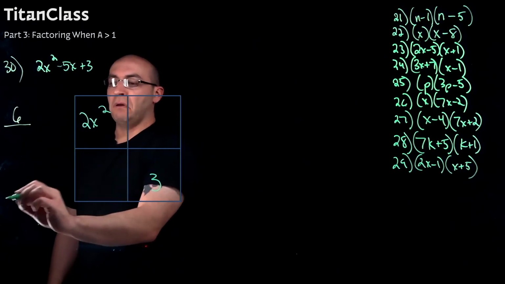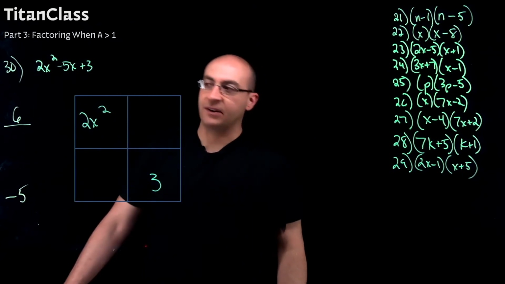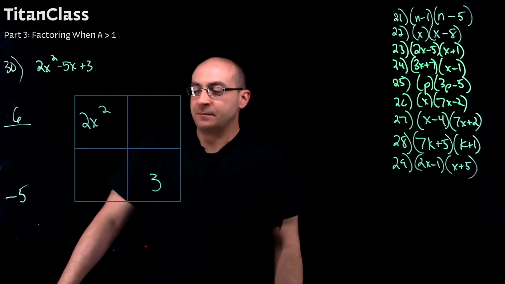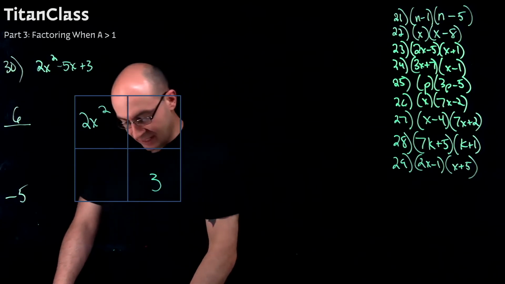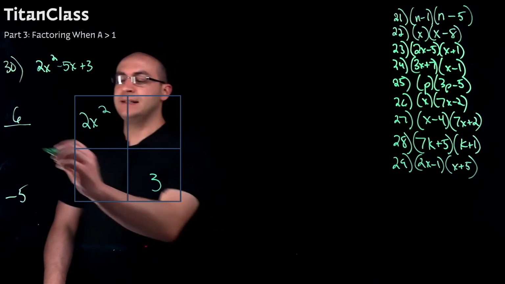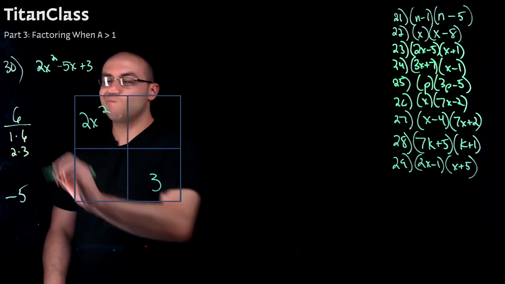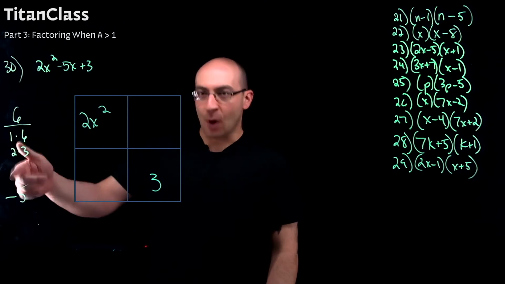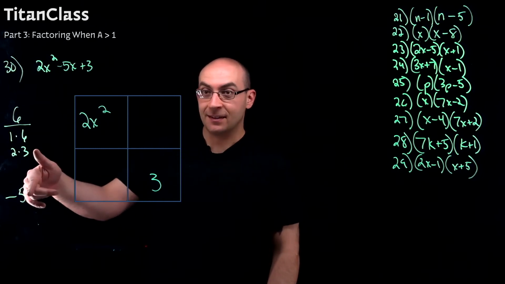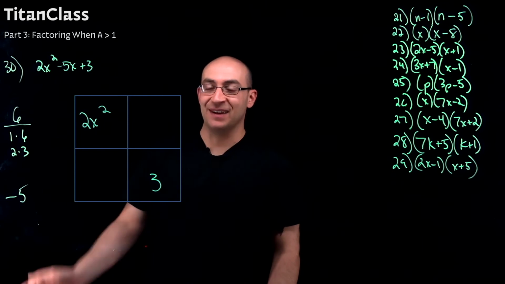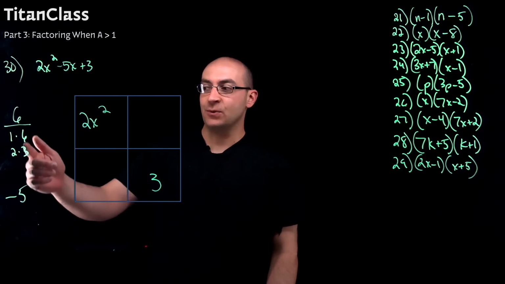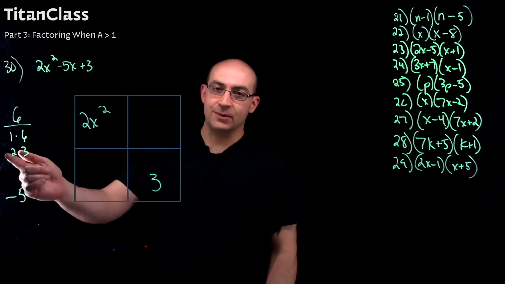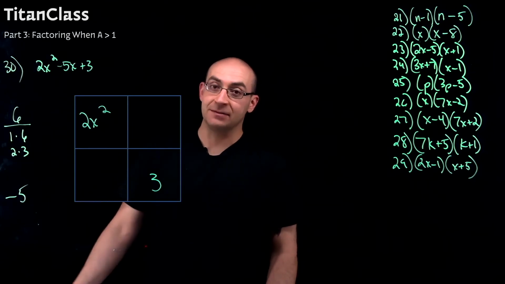6 and a 5. It's not really a problem, it's just annoying. 1 times 6 and 2 times 3. Both of these, I could manipulate to add to a negative 5. Because I could do positive 1 and minus 6, which is negative 5. And I could do negative 2 minus 3, which is also negative 5.